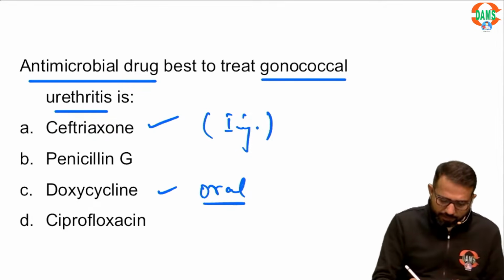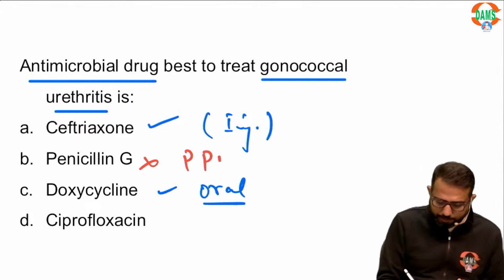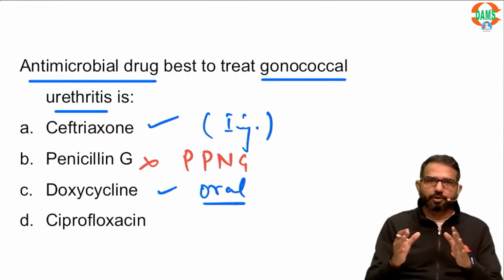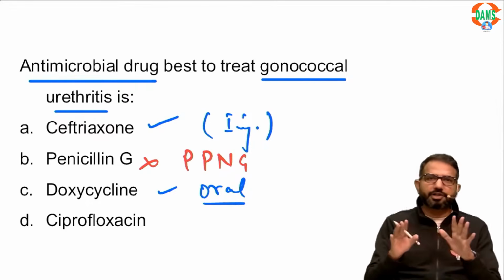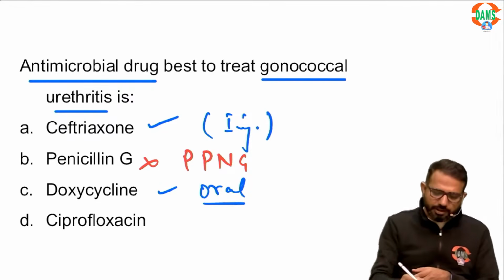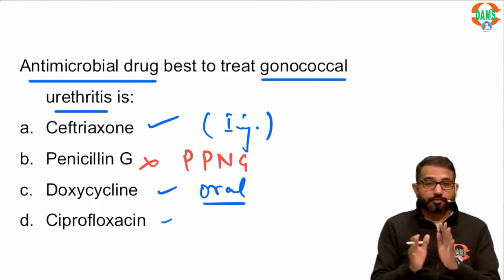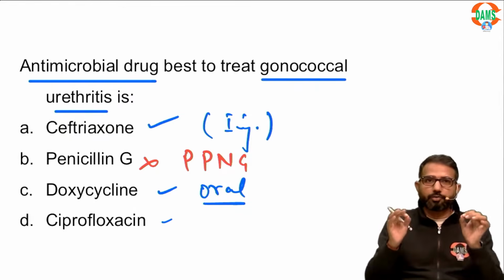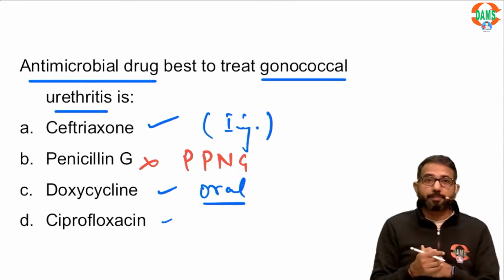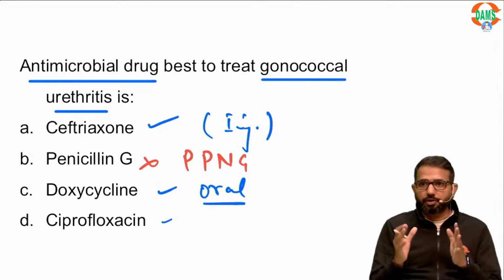Penicillin is nowadays resistant because nowadays gonorrhea is PPNG, penicillinase producing Neisseria gonorrhoeae. So penicillins are already resistant, we don't prefer, we don't use. Ciprofloxacin may be used, but resistance is already seen with ciprofloxacin also. So we don't prefer. The main drug for gonorrhea is ceftriaxone, or we can use doxycycline, or spectinomycin. These are the drugs we use for gonorrhea.